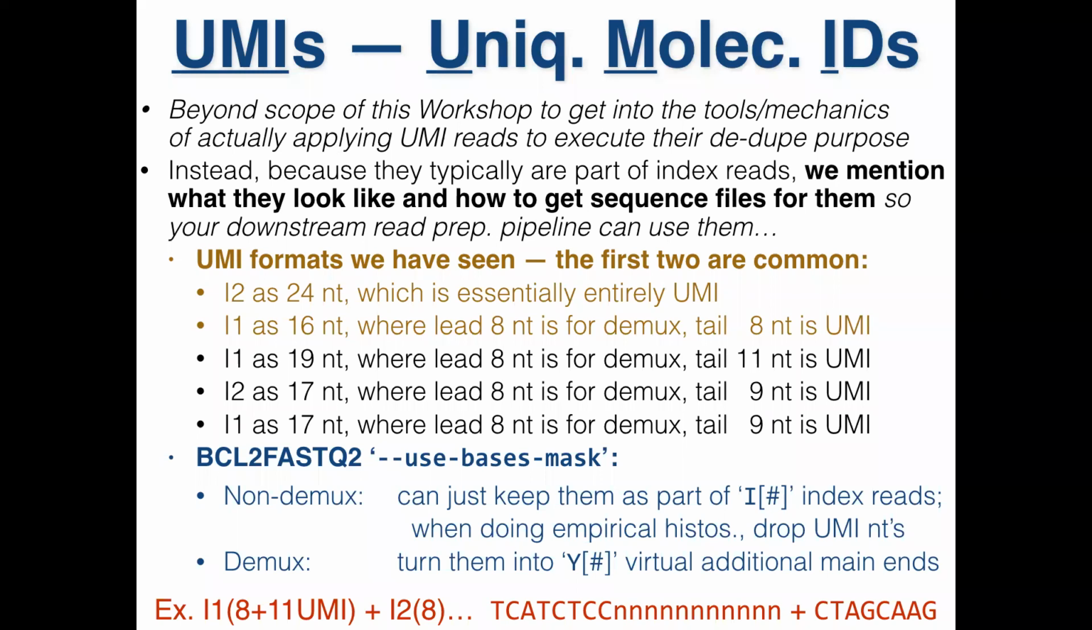Well, these are rare things that we've seen once or twice or three times. We've seen I1 is 19 nucleotides, where it's 8 plus 11, with the 11 being UMI. I2 is 17, where it's 8 plus 9, with the back 9 being UMI. And we've seen I1 is 17.